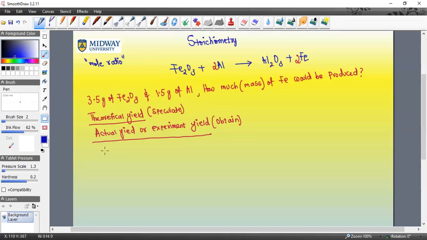To get started with the problem, you're given the mass of 2 separate reactants. Treat them both as 2 separate pieces of information and treat them as given information like we have done. So that's 1 mole. For iron oxide, I believe iron is 56, so 56 times 2 plus 48. So 160 grams over 1 mole.